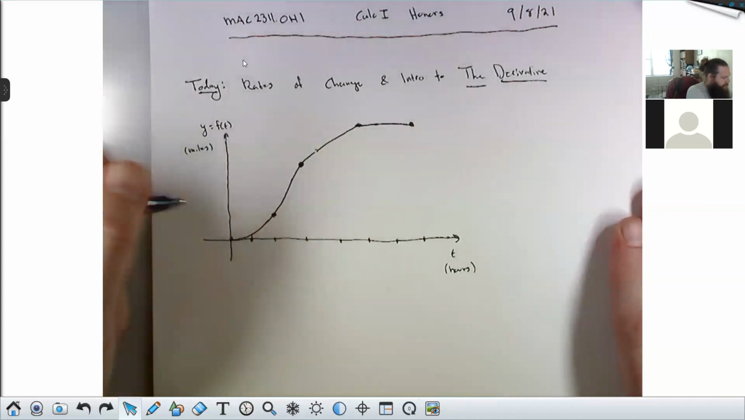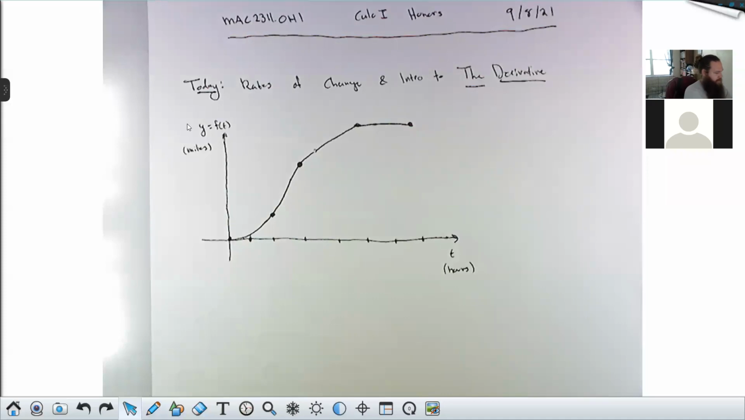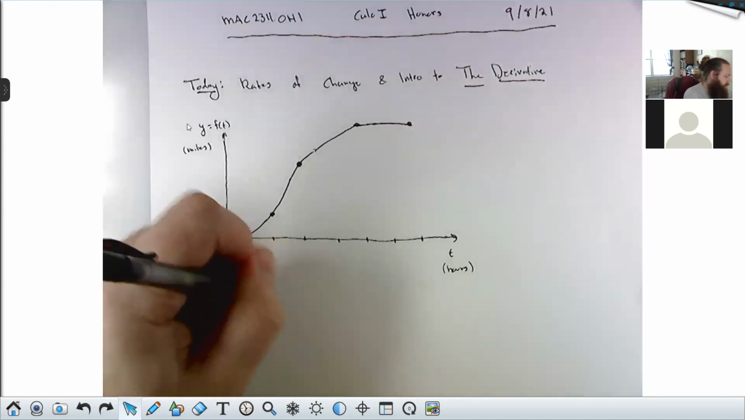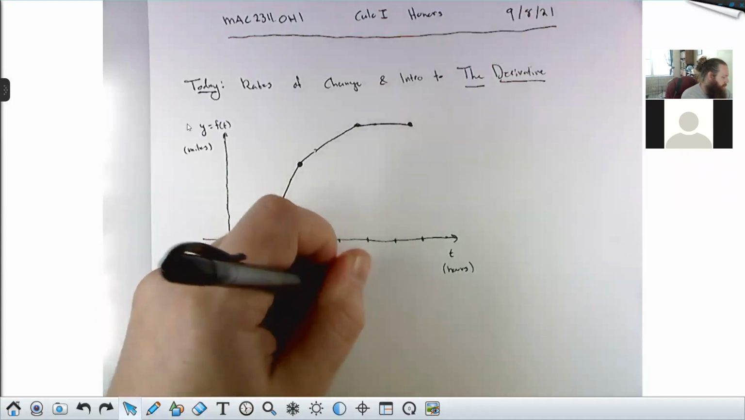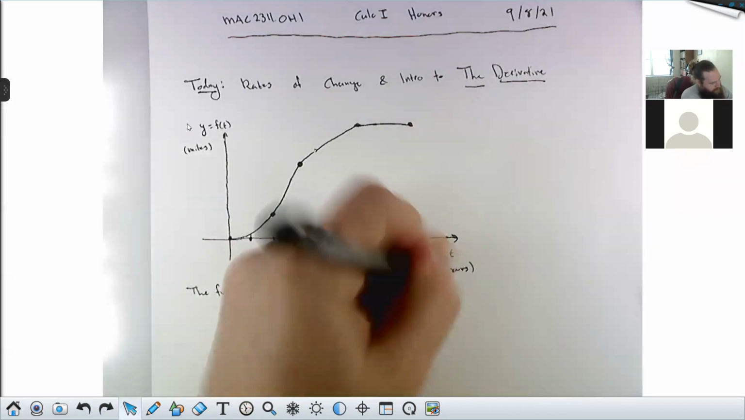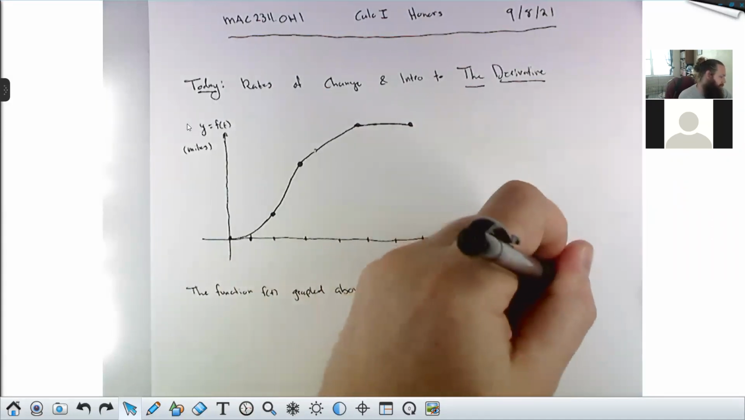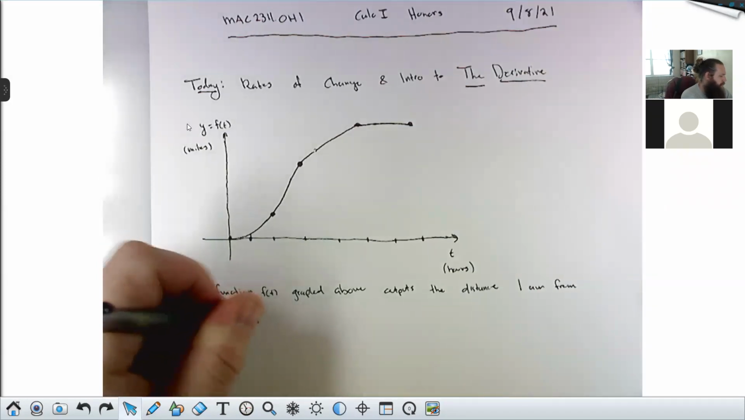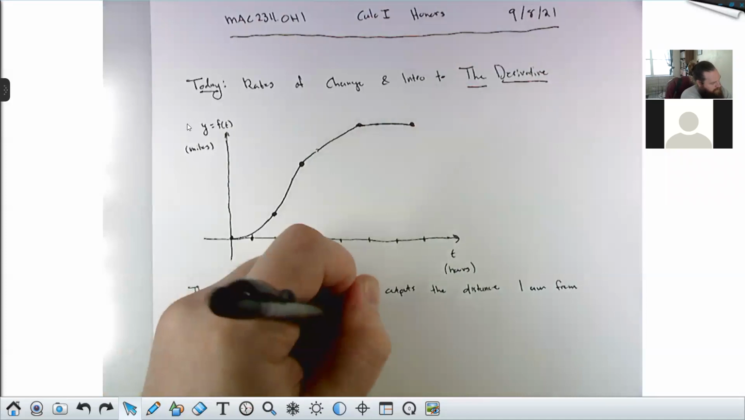Let's call this 2 units here. Okay, so here's what I'd like you to imagine. I'd like you to imagine that this function, the function graphed above, outputs the distance I am from home t hours after leaving on a drive.